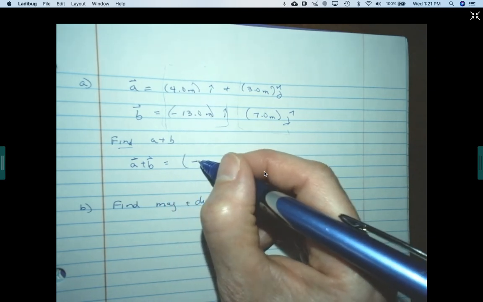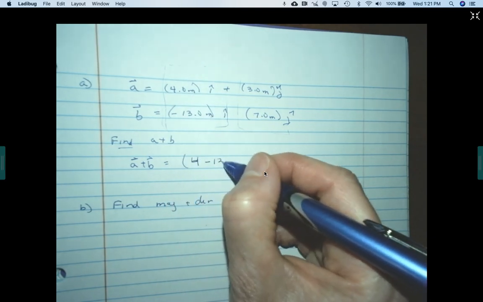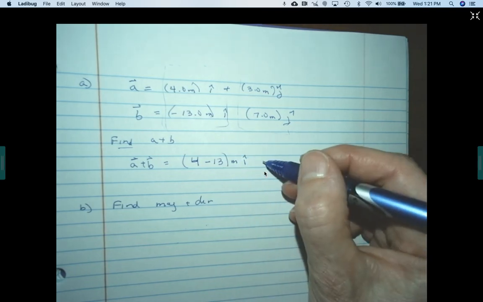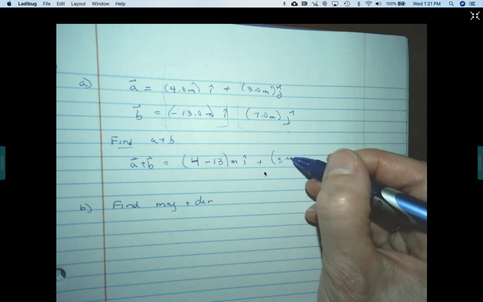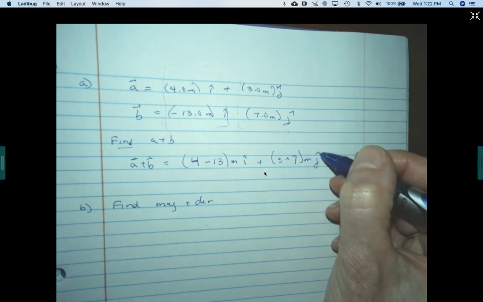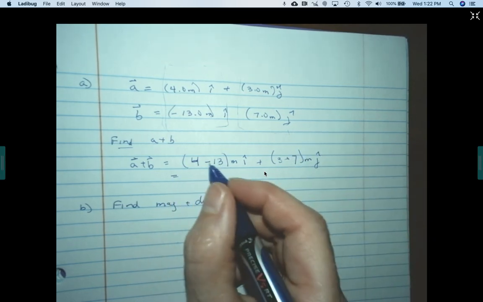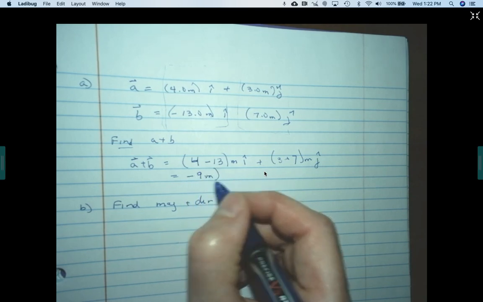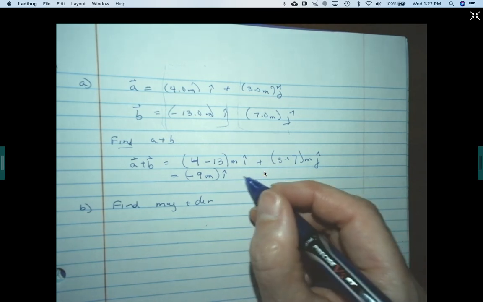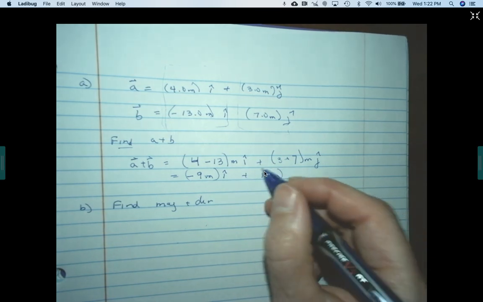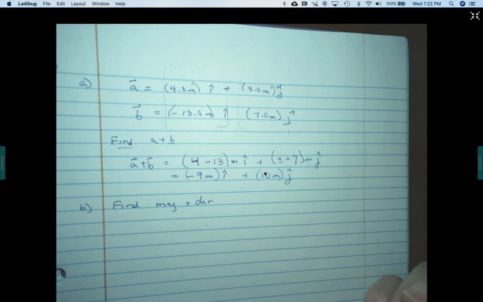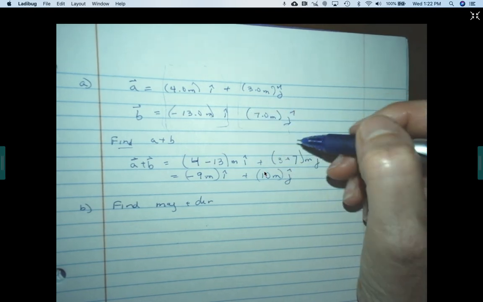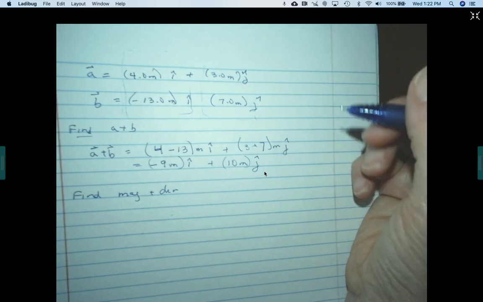has 4 minus 13 meters in the i hat direction and 3 plus 7 meters in the j hat direction. So that is -9 meters in the i hat and 10 meters in the j hat. Okay, and we can sketch those out to see what those two vectors look like as well, which I recommend, but I'm going to just skip here just to keep our video a little bit shorter.